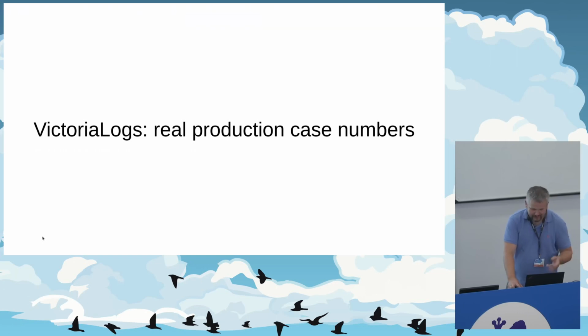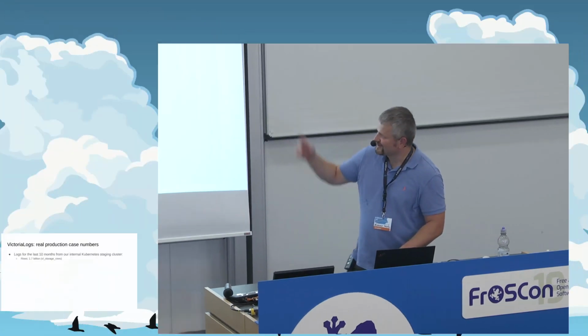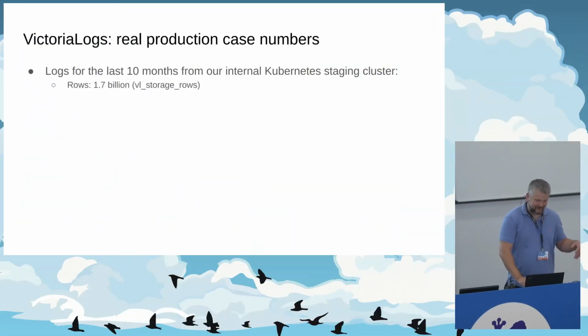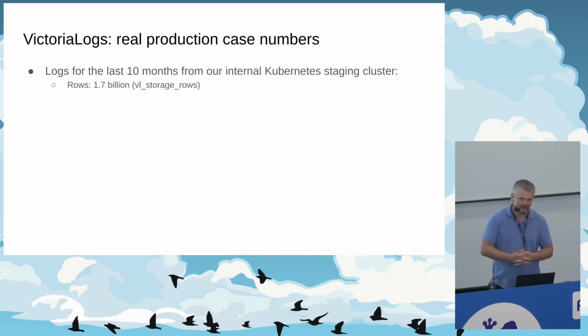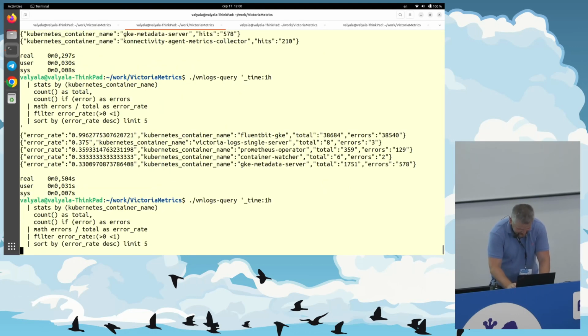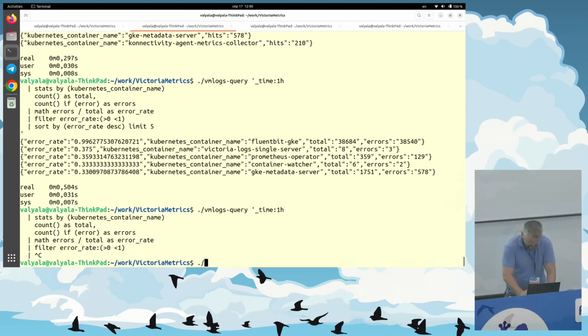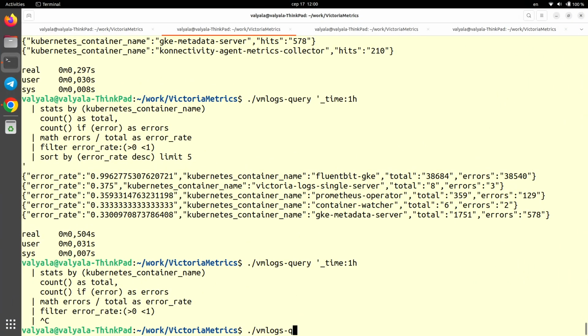And let's look at the production case numbers for VictoriaLogs. These numbers are collected from this running system, which was used for executing queries during this talk. As you can see, this Kubernetes staging cluster generated 1.7 billion logs during the last 10 months. Let's execute this query again and verify that the number of logs is correct.